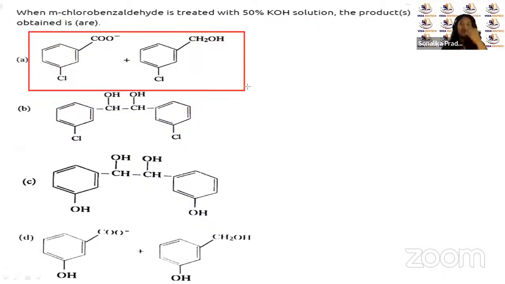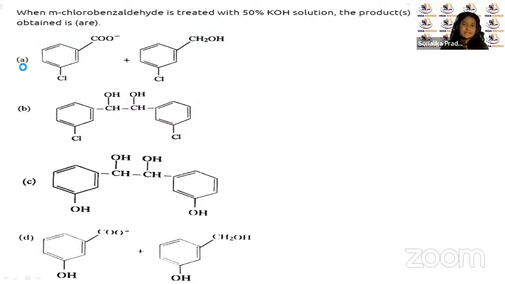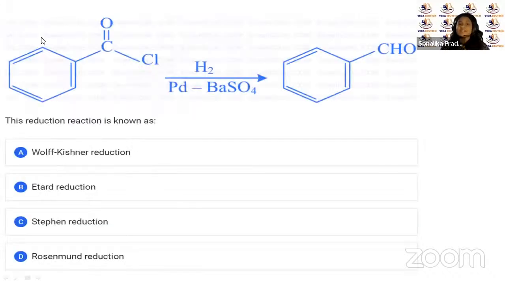I hope you all understood why it underwent Cannizzaro reaction, and why it didn't go for aldol condensation or substitution or elimination or any other reaction. I hope it is clear. Let's go ahead and see the next reaction. The next reaction is on your screen and we have already discussed this kind of reaction. So try, children, and let me know the answer.